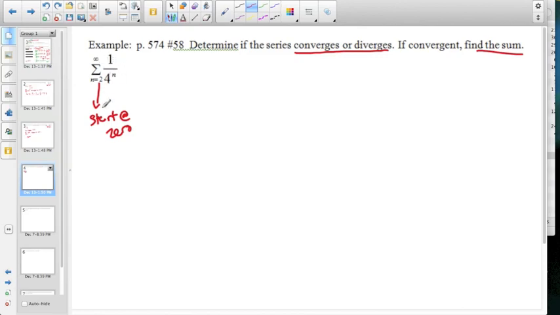So this starts at 2. And so what we're looking at here is this first value that goes in here is 2. So the first value then is 1/4 to the 2, the second power. The next one is 1/4 to the third. The next one is 1/4 to the fourth. The next one is 1/4 to the fifth.